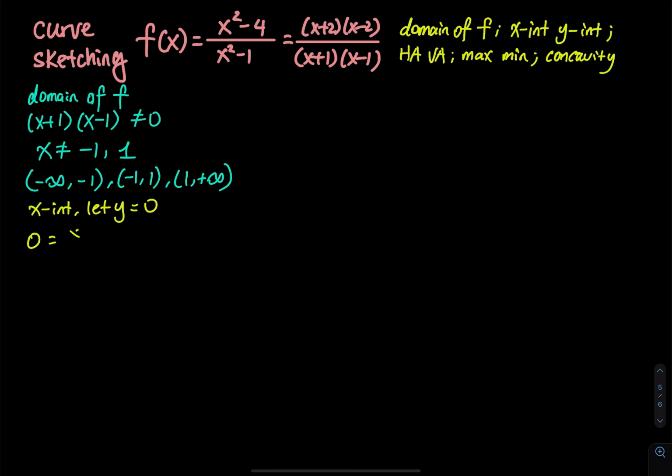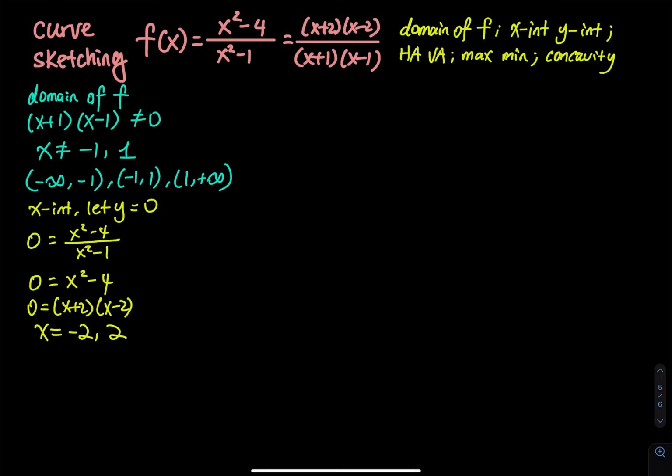We have 0 equals x squared minus 4 divided by x squared minus 1. In this kind of situation, the top divided by the bottom equals 0. The bottom cannot be equal to 0. Therefore, the top must be equal to 0. Another way to think about this is you multiply the denominator on both sides to get 0 equals x squared minus 4. So that is equal to x plus 2 and x minus 2, right? So 0 equals x plus 2 times x minus 2. So therefore, x equals -2 and 2.